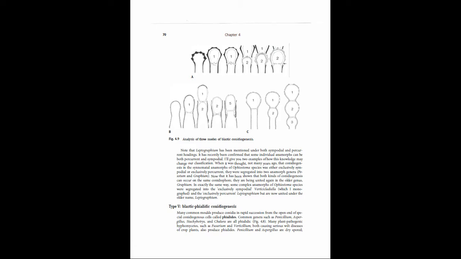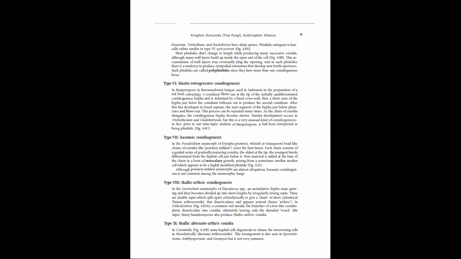Type 5, blastic phialidic conidiogenesis. Many common molds produce conidia in rapid succession from the open end of special conidiogenous cells called phialides. Common genera such as Penicillium, Aspergillus, Stachybotrys, and Chalara are all phialidic, Fig 4.8. Many plant pathogenic hyphomycetes, such as Fusarium and Verticillium, both causing serious wilt diseases of crop plants, also produce phialides. Penicillium and Aspergillus are dry-spored. Fusarium, Verticillium, and Stachybotrys have slimy spores.